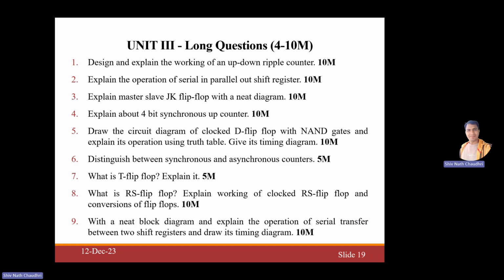The third question is to explain the master slave JK flip flop with a neat diagram. First of all, you must be aware of the race around condition of the JK flip flop. If you know the race around condition, then you can easily explain the working of the master slave JK flip flop, because for the race around condition, using master slave, we try to avoid the input combination 1-1.